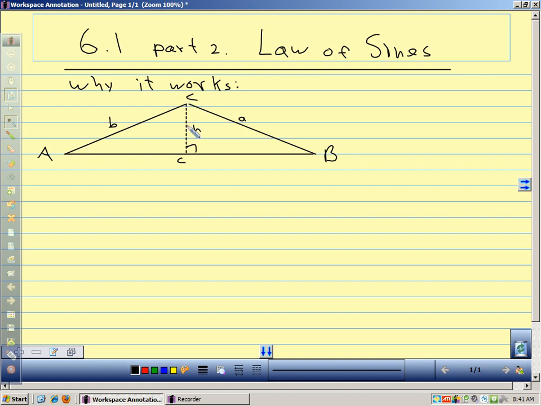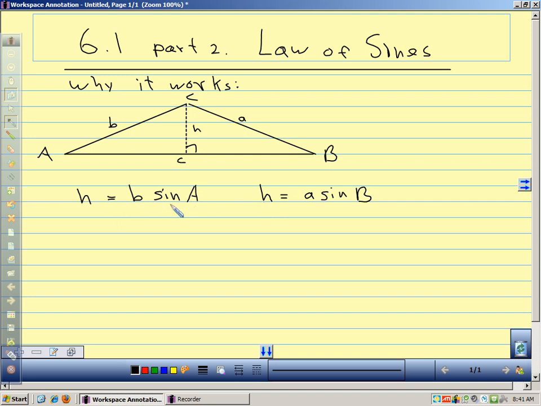So from this triangle here on the left, because this is a right triangle, we can say that h equals b sine A. We're using this right triangle. h equals b sine A. Now if we look at the right triangle here on the right, this tells us that h equals a sine B. It's the same length, we're just using two different triangles to calculate it.